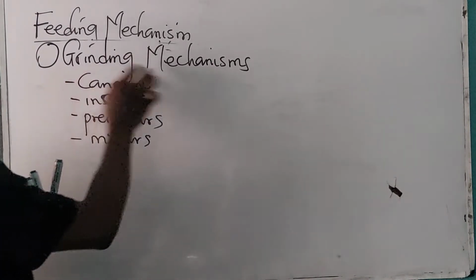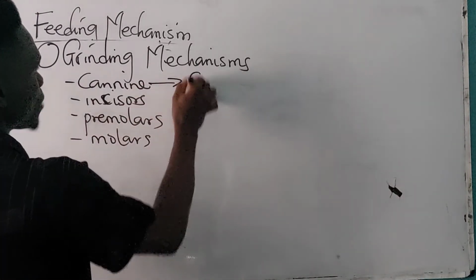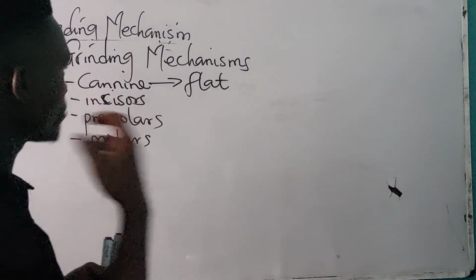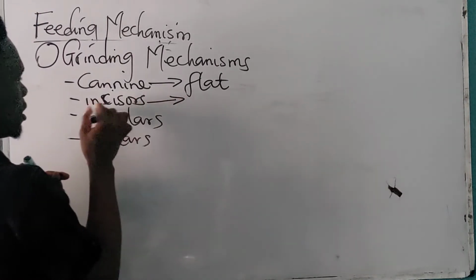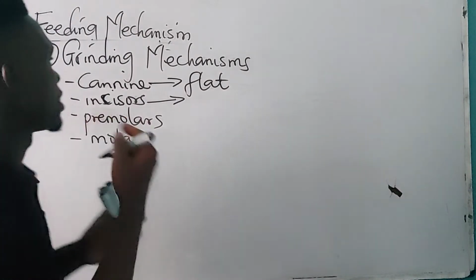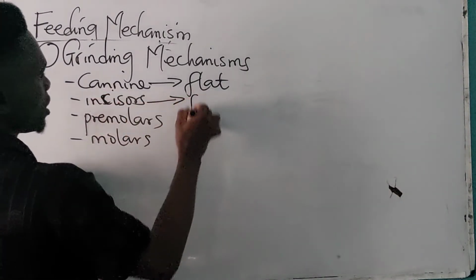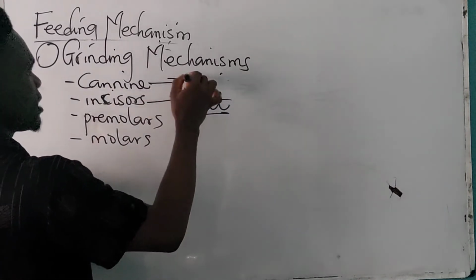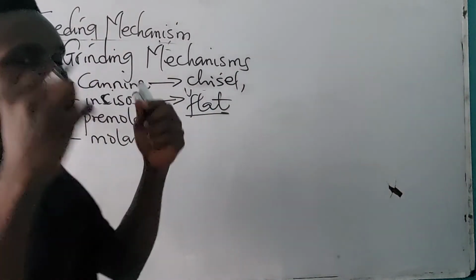Now, I said they have the grinding mechanism, that is, they have the ability to grind their food substances. For example, now the incisor is usually flat in form, and it is used to what? Bite or cut food materials. The incisors are the first four teeth at the front, and at the lower jaw you have four here. So please, the incisors are the teeth that are flat. But the canine is usually like a chisel in form, that is pointed. It is used for tearing food substances.